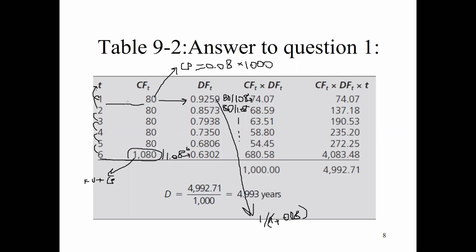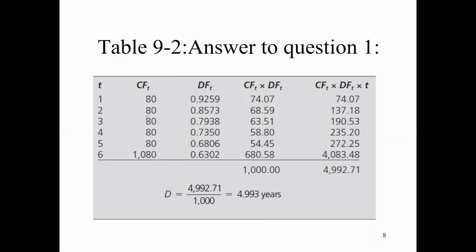You multiply everything. So we discount it. So this is discounted. Then what do you do? You have to multiply by time. So this $74 should be multiplied by period, which is 1. So this is what you get.